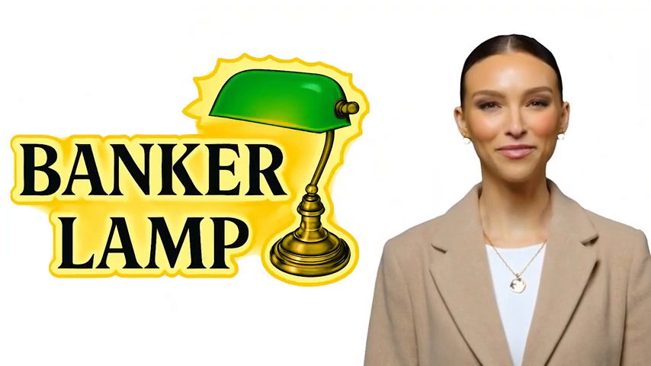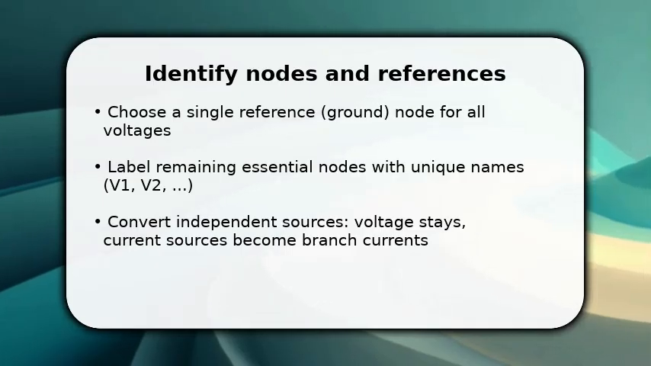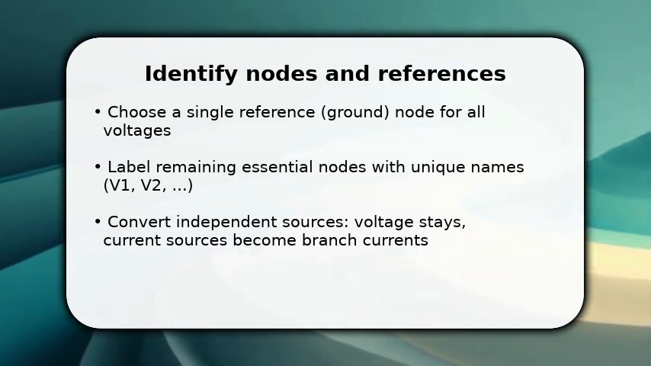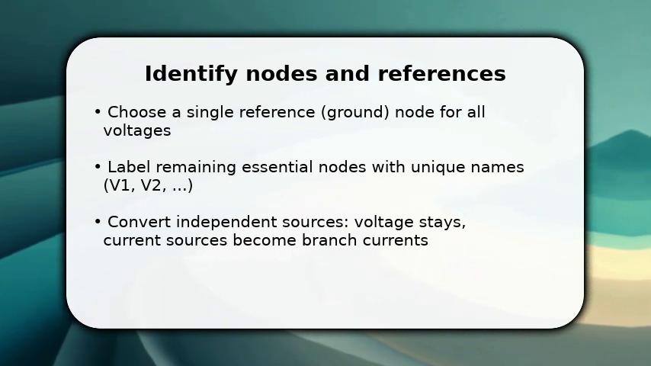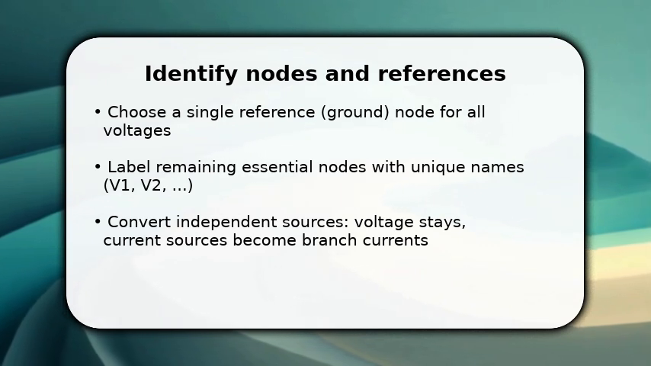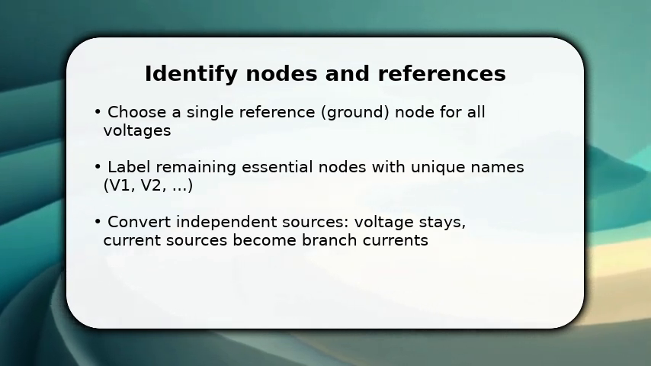Please enjoy the video. You start by scanning the circuit and selecting one reference node. This gives every other node a meaningful voltage. Once chosen, label each essential node as V1, V2, etc., and redraw the circuit if needed so components connect clearly.